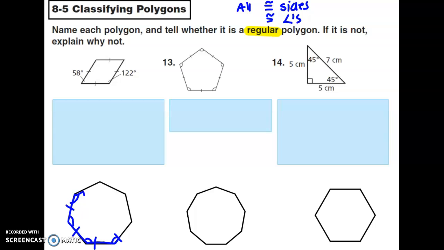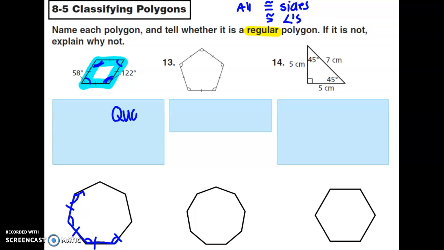Okay, so if I looked at this first shape right here, it has 4 sides on it, so I know it's a quadrilateral. 1, 2, 3, 4. Those little tick marks in there tell me they're all the same. So they have all the same measurements of sides, all congruent. But if I notice their angles, this angle up here and this angle down here, those are acute. And these angles over here are obtuse. So because not all the angles are the same, it is not a regular quadrilateral.